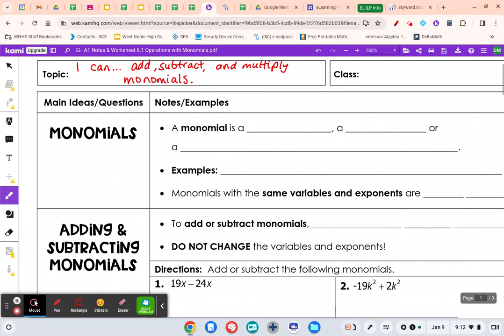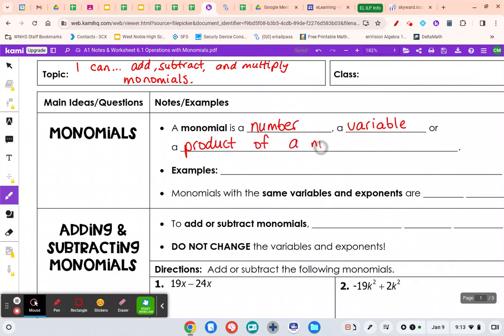A monomial is a number or variable or a product of a number and variables, or just one.